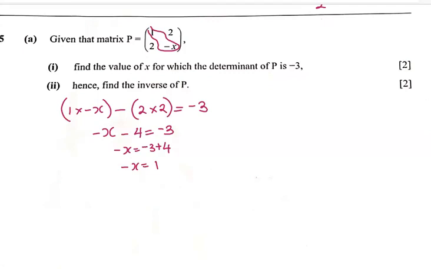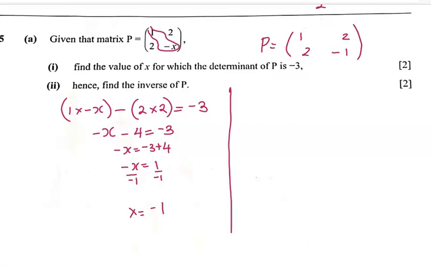So you can't leave your answer at this point. You need to divide both sides by negative 1, so that x is equal to negative 1. All right, that is what we are going to get. Then, so meaning now the original matrix should be 1, 2, 2, negative 1 here where there's x, isn't it? All right, that's what we are supposed to get.